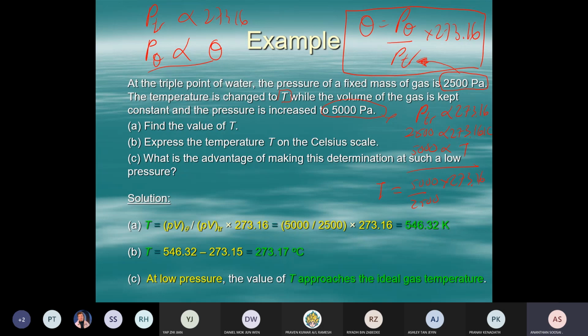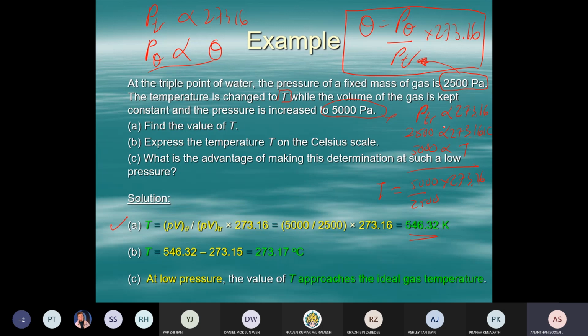That's the working of A, right? See, 5000 over 2500 times 273.16. The temperature is 546.32 Kelvin.